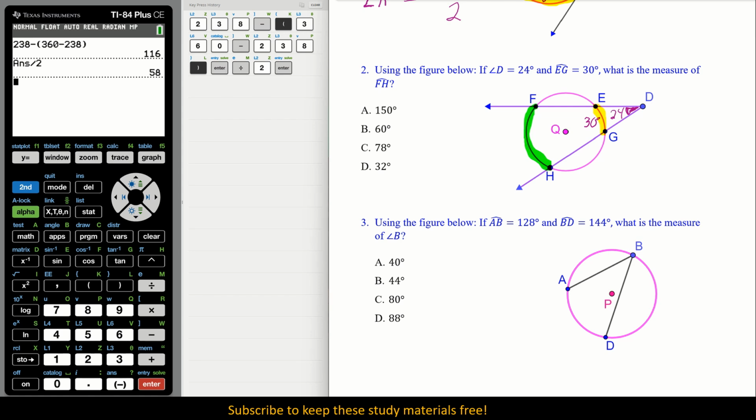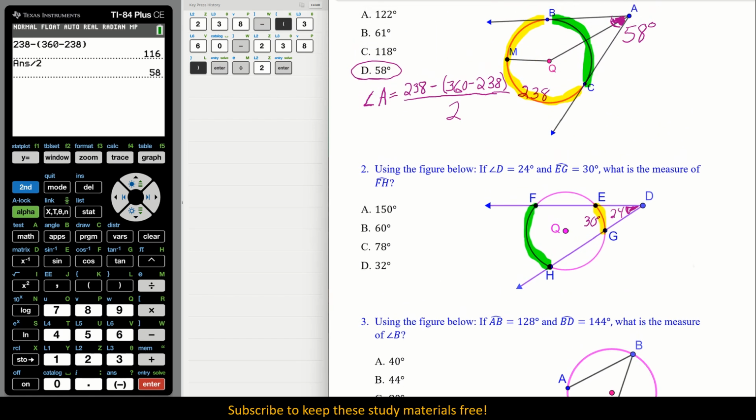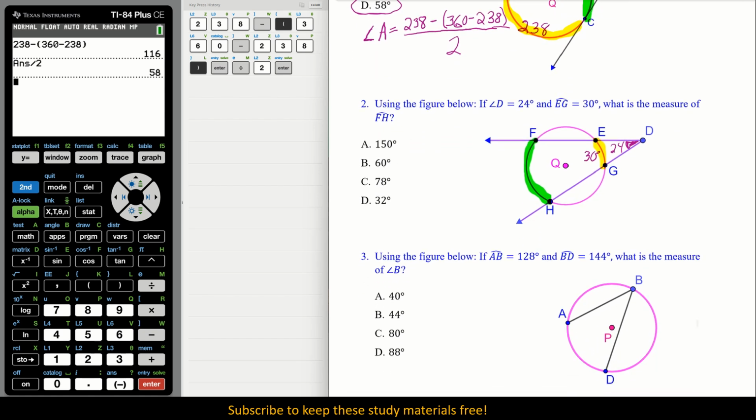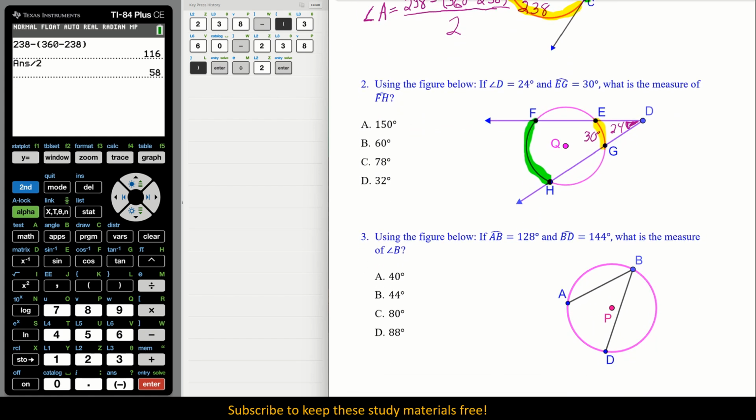So what do I need there? I know that what I need to do is add those, because look at the difference. In number 1, we use the entire circle. In number 2, we are not using the entire circle. We're using 2 arcs that are just segments of the circle. So this means that I add the 2 arcs, the green and the yellow, and then divide by 2, and that gives me 24.